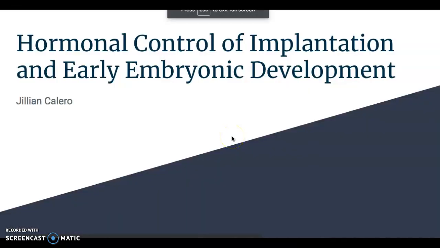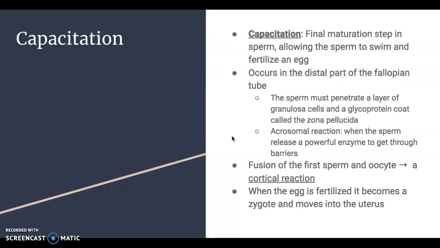So I decided to make my presentation about the hormonal control of implantation and early embryonic development. I wanted to start off with capacitation, which is the final maturation step in sperm, which allows the sperm to swim and fertilize an egg. I thought it was important to start here because fertilization and implantation cannot happen without this step. This actually occurs in the distal part of the fallopian tube.